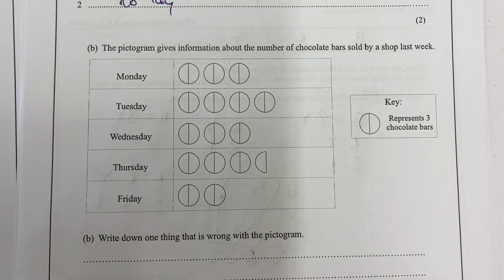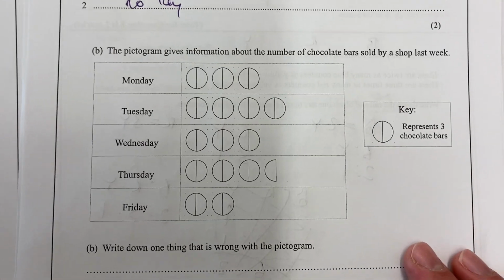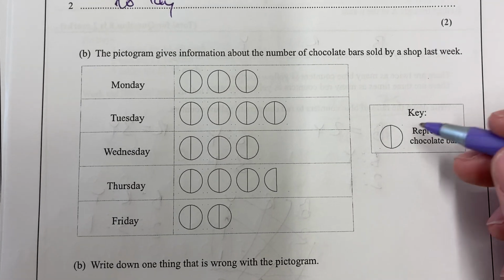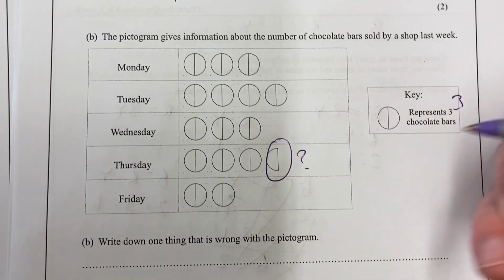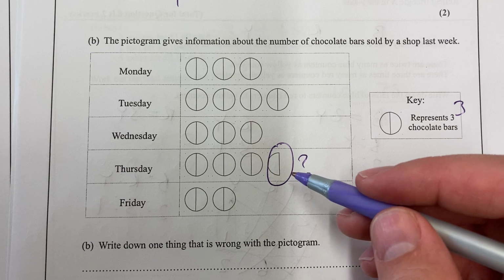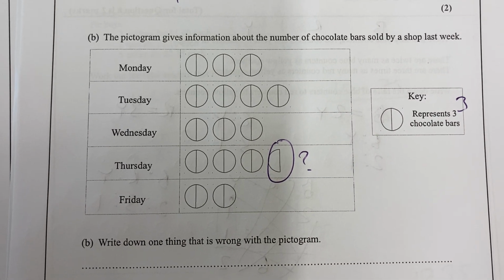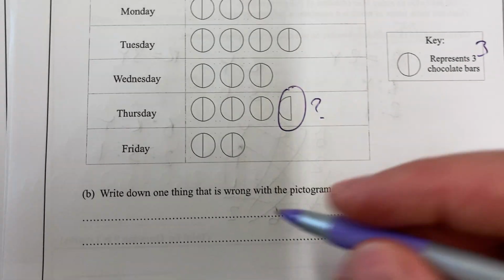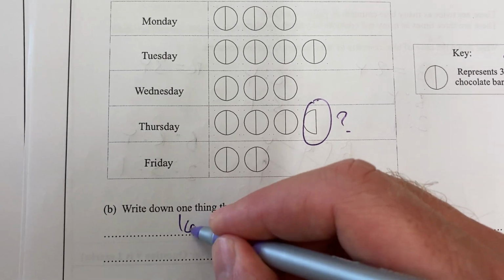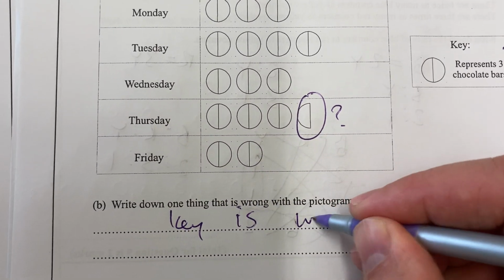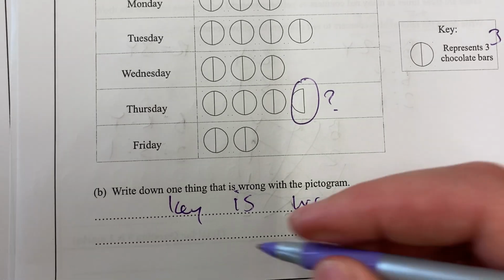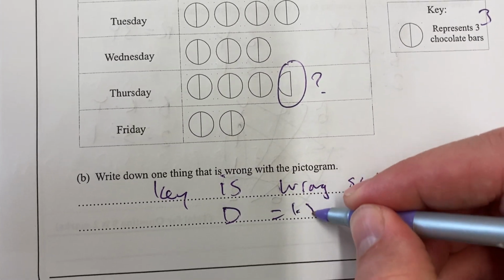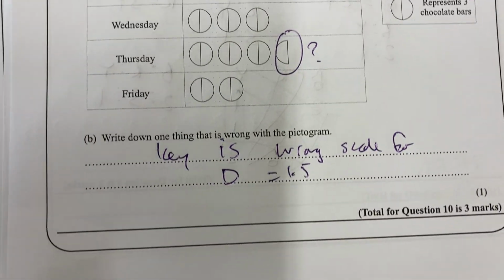Right, the pictogram. The circle here represents 3 bars of chocolate. And then the question is, what's wrong with it? Well, what does that represent? Because no shop would sell 1.5 bars. Okay, so the key is wrong. I'd say the scale for that half circle is 1.5, and that wouldn't be sold. Okay.